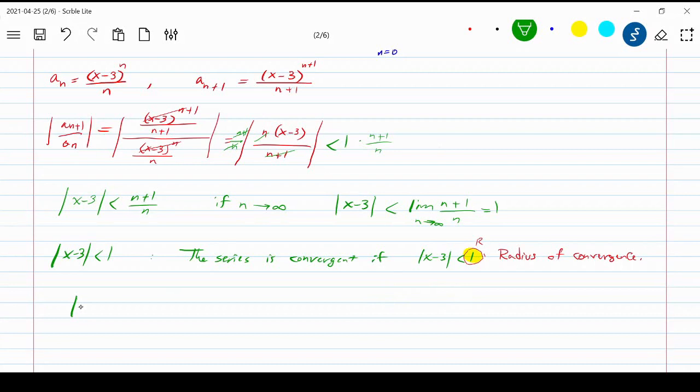So if you have this inequality, absolute value of x minus 3 less than 1, this is the same as thinking about x minus 3 being between 1 and negative 1. If we add 3 to both sides, this is the same as x being between 3 minus 1, which becomes 2, and 3 plus 1, which becomes 4. So now I can say x is in this interval, 2 to 4.